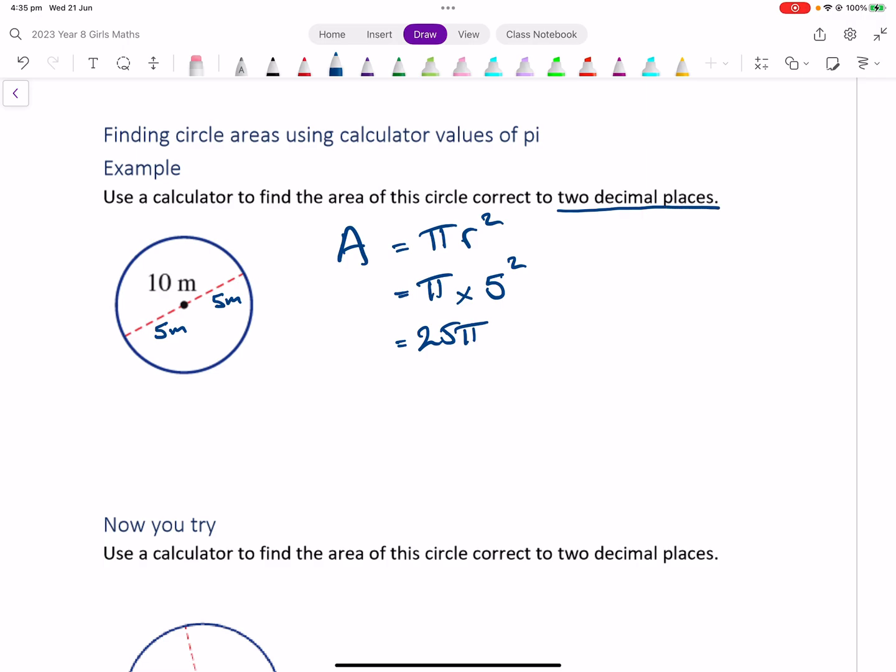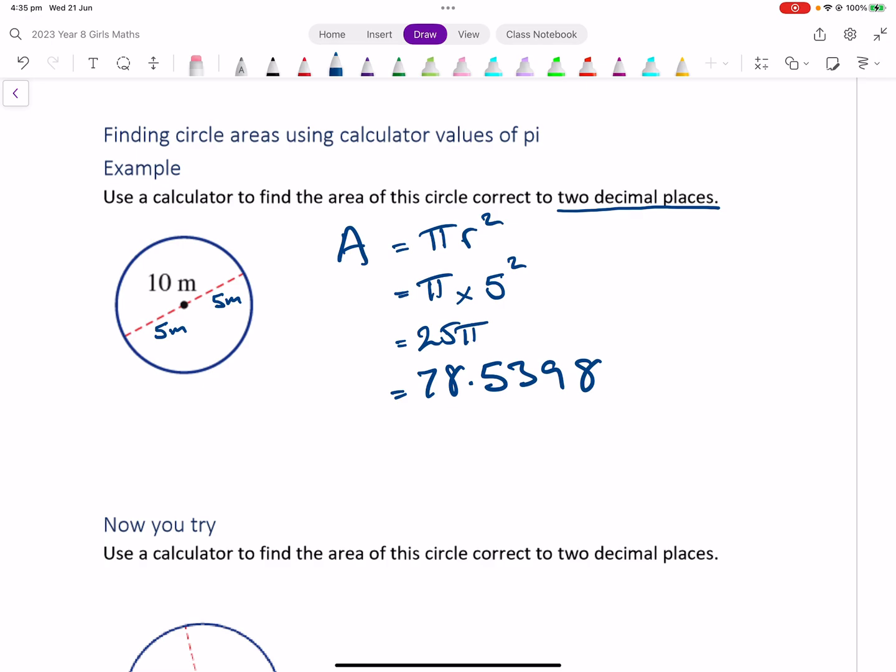You girls are going to use your calculators. I am going to use Siri. Hey Siri, what is 25 times pi? Siri is asleep. Hey Siri, what's 25 times pi? It's approximately 78.5398.